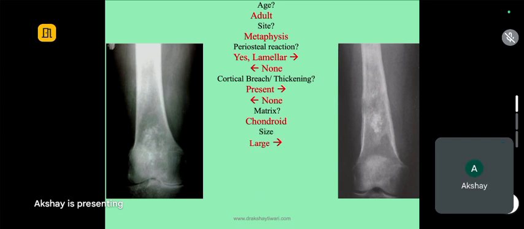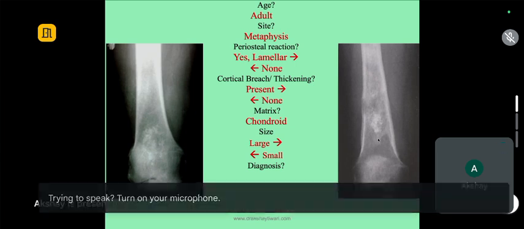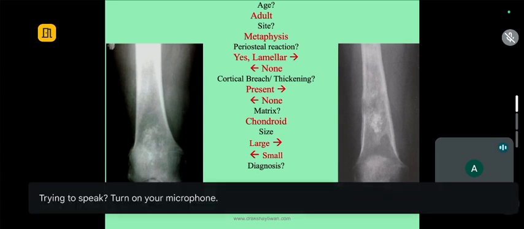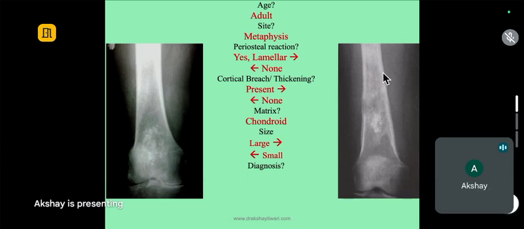Size: this is large, this is small. Okay? This is small, this is large, because starting here and going into the diaphysis, we don't know how much more. So the diagnosis will be, it is a benign chondroid lesion, that is an enchondroma. This is a malignant chondroid lesion, that is a chondrosarcoma. But at least by a mathematical deduction, you could say that the one on the right is malignant and the one on the left is benign.